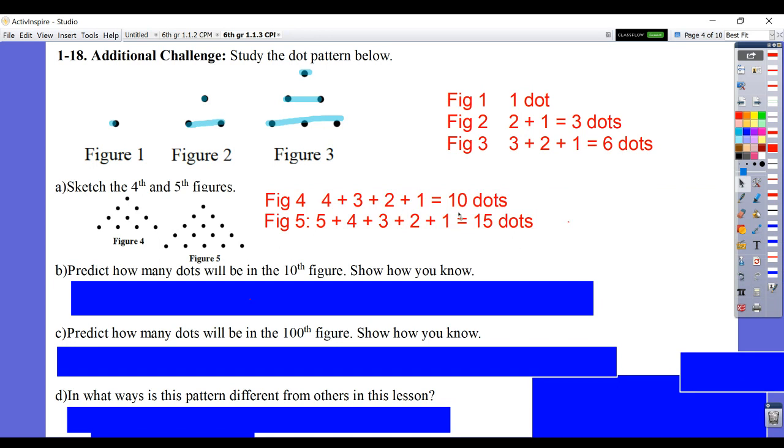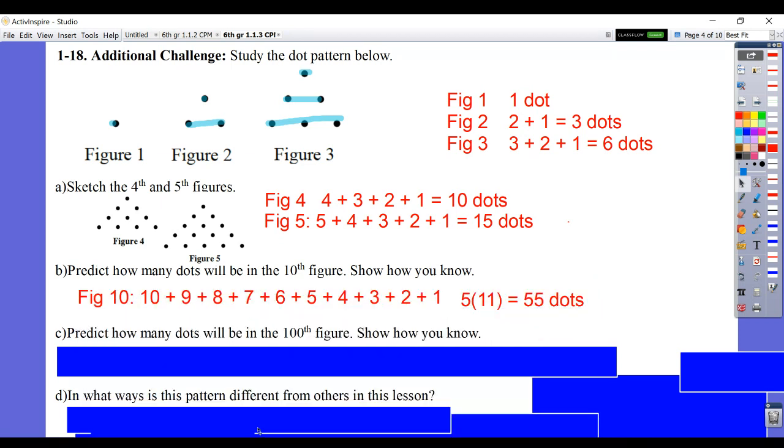Figure 5 would be 5 plus 4 plus 3 plus 2 plus 1. Then you could count that up to figure out how many dots. From that, you could then predict how many dots would be in the 10th figure. So it'd be 10 plus 9 plus 8 plus 7 plus 6 plus 5 plus 4 plus 3 plus 2 plus 1. Now, instead of putting that into a calculator, you can look at the fact these are consecutive numbers, going down 10, 9, 8, 7, 6, 5, 4, and so forth.